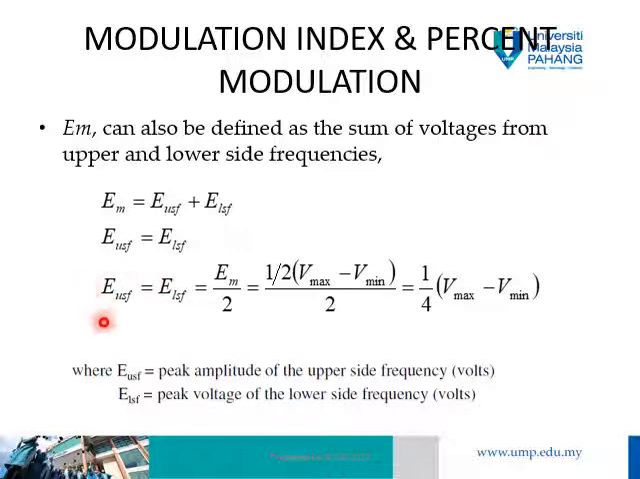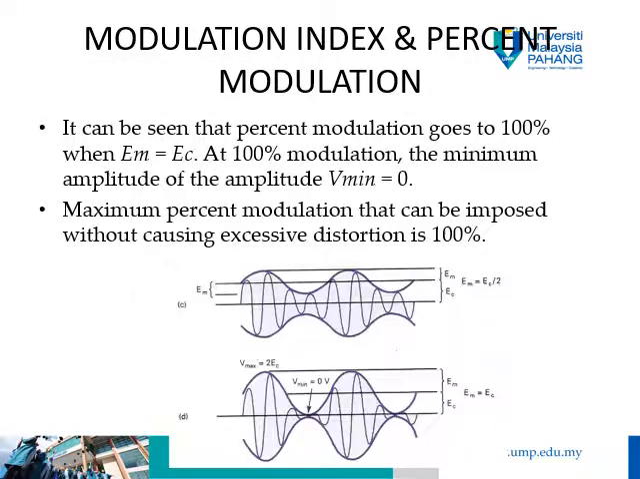What is this? This is the amplitude of the signal at the upper sideband and lower sideband, the sideband signal. The amplitude is 1 over 4 of Vmax minus Vmin, where EUSF is the peak amplitude of the upper side frequency and ELSF is the peak voltage of the lower side frequency.